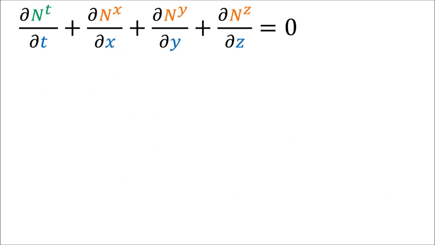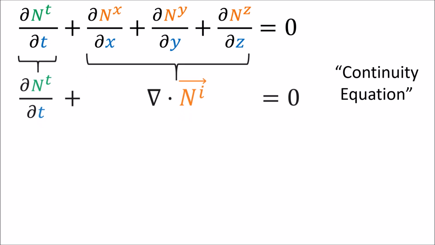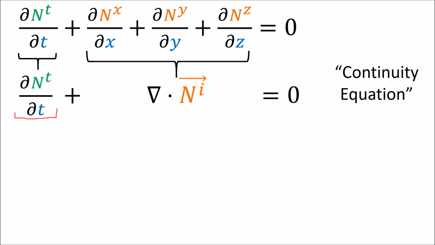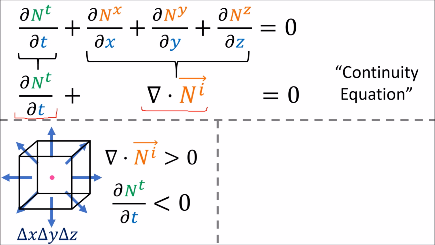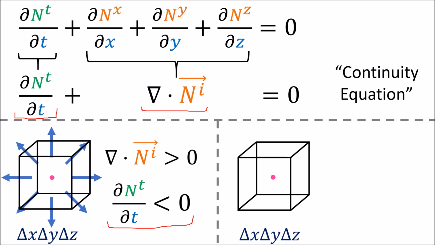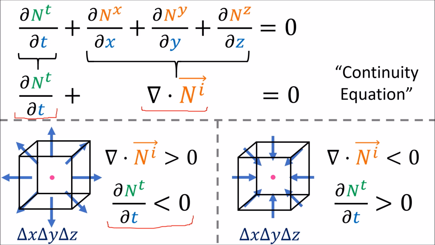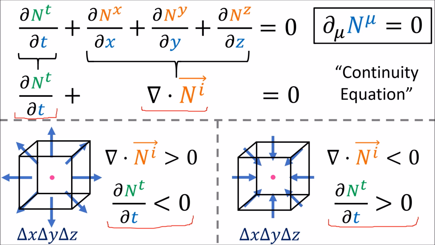This is what we call a continuity equation, because it relates the density of particles over time and the spatial divergence of the particle current density. Basically, if particles are leaving a spatial XYZ box with positive divergence, the density of particles in the box must decrease over time. And if particles are entering an XYZ box with negative divergence, the particle density must increase over time. A more compact way of writing the continuity equation using the Einstein summation notation is like this.